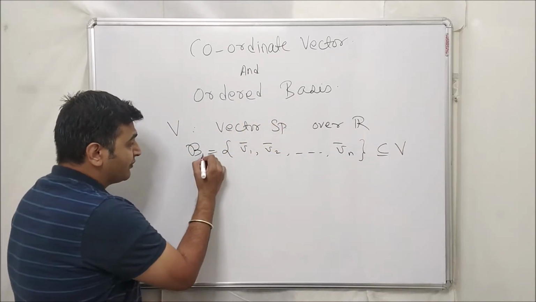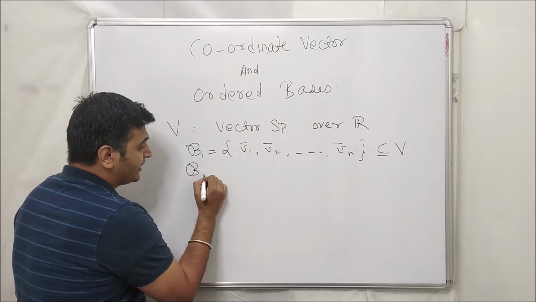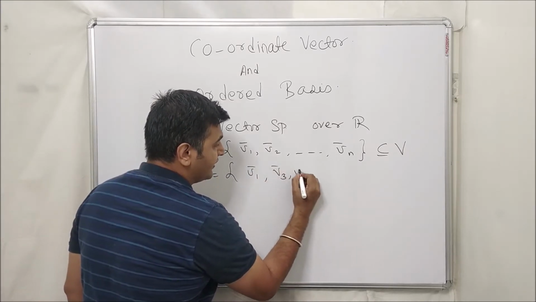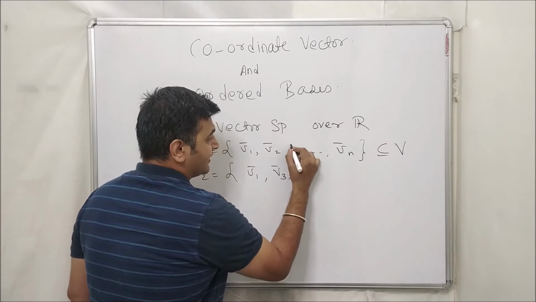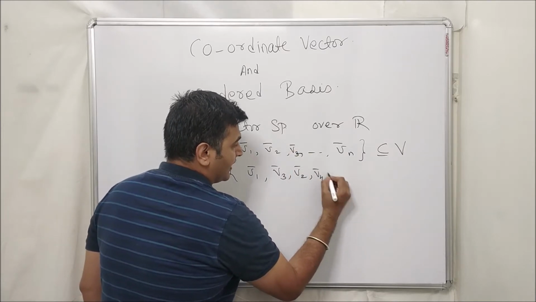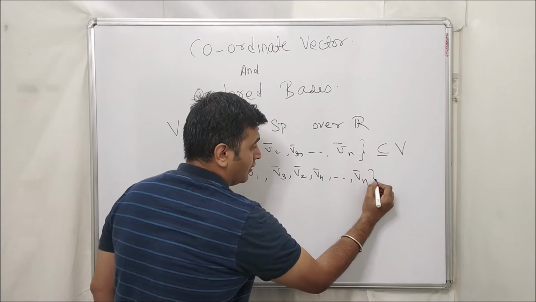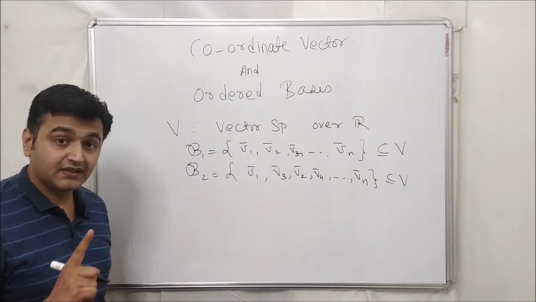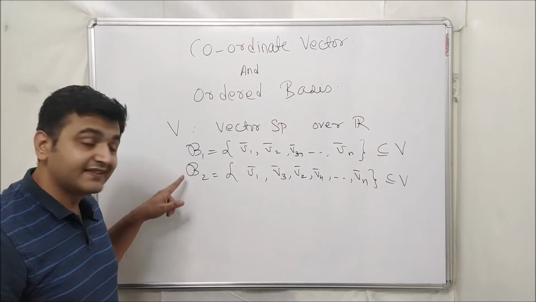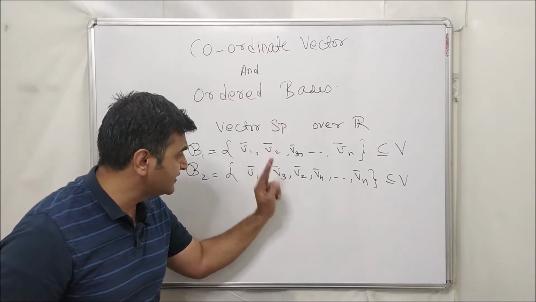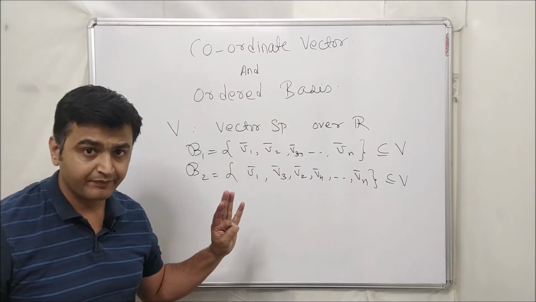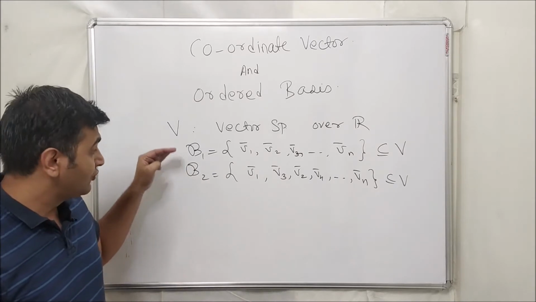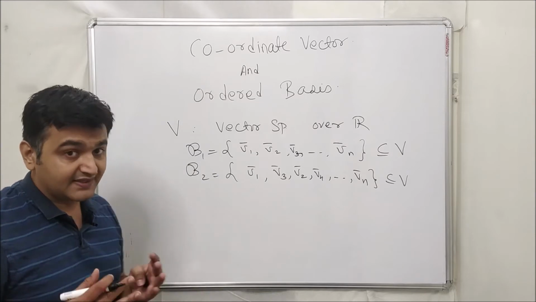Let me call this B1. Now let me call B2 as V1, V3, V2, then V4 and so on up to Vn. So this is also a subset of V. Now see, as a set, B1 is the same as B2 because I have only interchanged the position of V2 and V3. This is a basis for V, and this is also a basis for V. Your B1 is equal to B2 as a set.